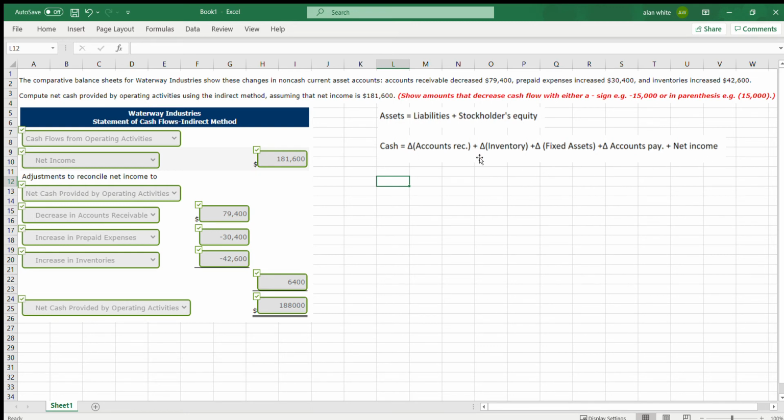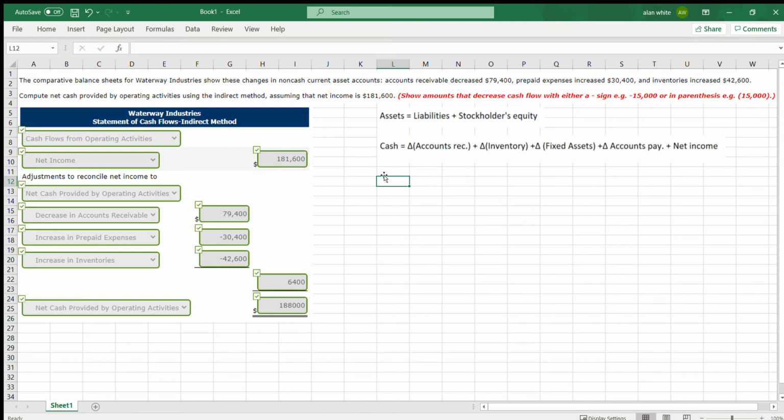And the reason that there are delta values here, which show the change in accounts receivable, inventory, fixed assets, accounts payable, and net income, is because when we're using our statement of cash flows, we're looking at the difference between two periods of time, the start of a period and the end of a period, for example.